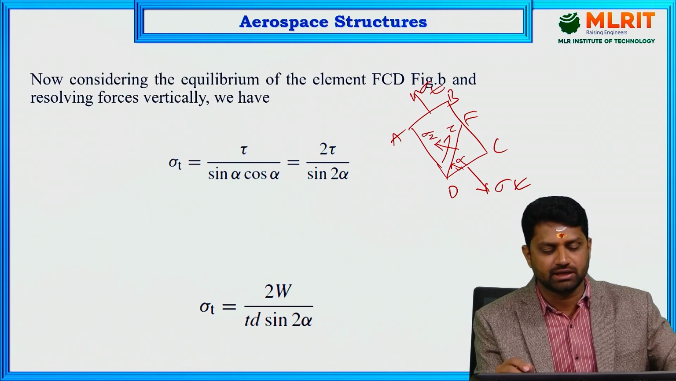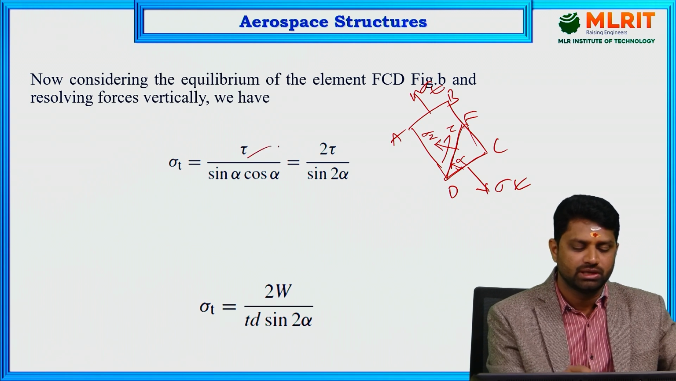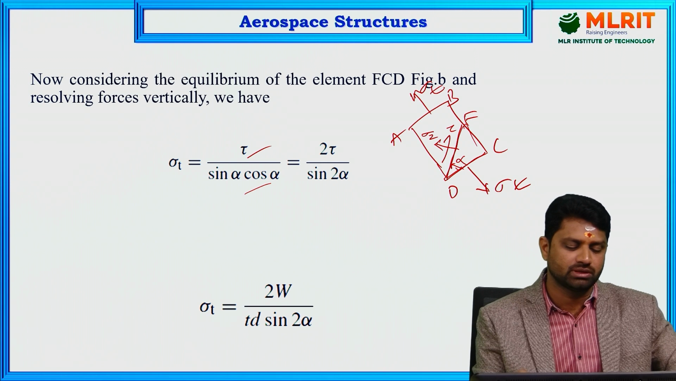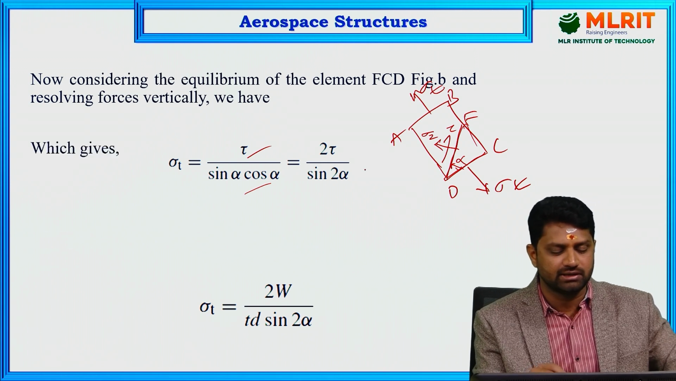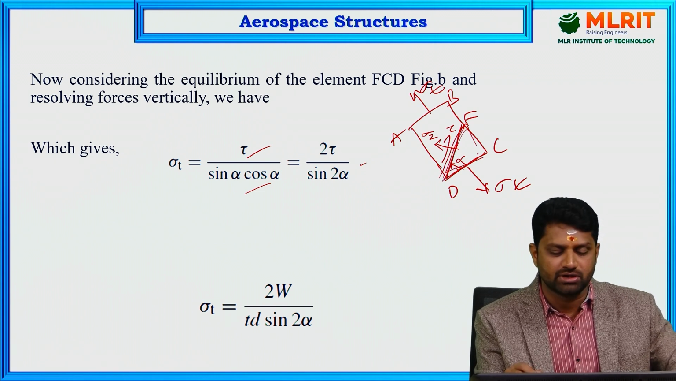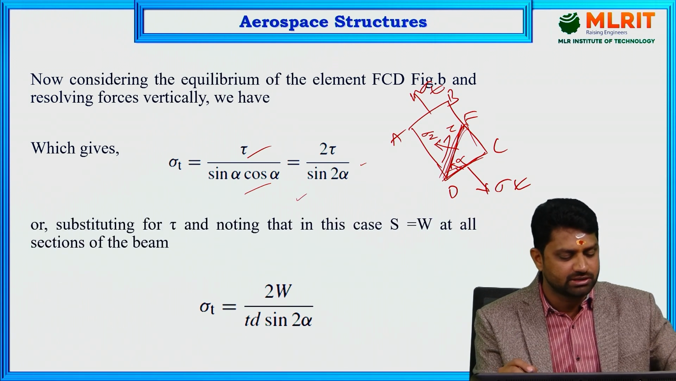So from this you can consider the equilibrium of FCD, and you can write sigma T equals tau divided by sin alpha cos alpha. By multiplying by 2 in the numerator and denominator, you can write sigma T as 2 tau divided by sin 2 alpha. You can simply consider this equilibrium of the element FCD, and if you resolve the forces vertically, you can get this.